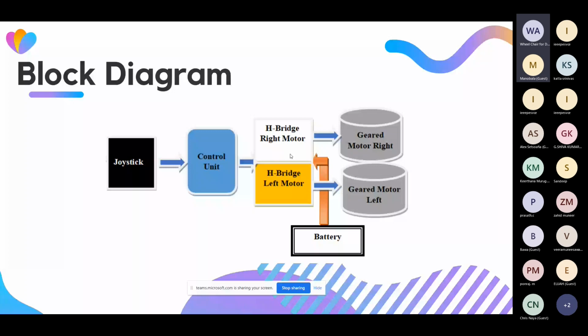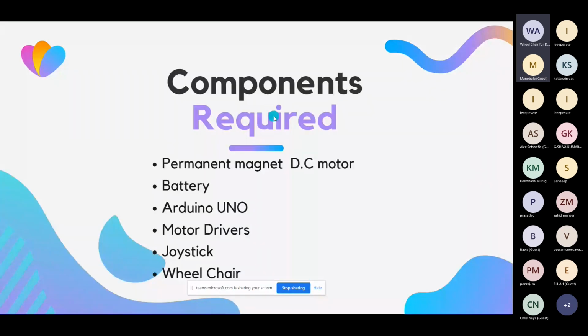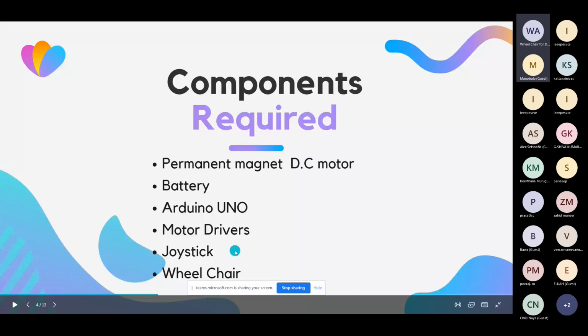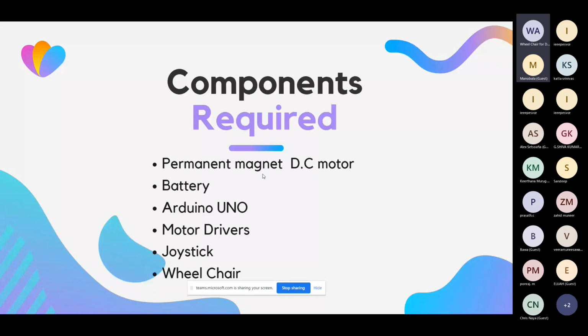And coming to the next, the components used in this wheelchair are permanent magnet DC motor, battery. As I said, the supply required for the wheelchair is provided by the battery, and the Arduino. All the codes on which side it is going to move, in which speed it is going to move, and is it going to move towards the left or right, all these commands will be written in a code format and provided to the Arduino. And motor drivers, and a joystick is used to operate the wheelchair. These are the components we have used in our wheelchair. And I pass over the session to Tarun to explain each and every component used in our wheelchair. Thank you.